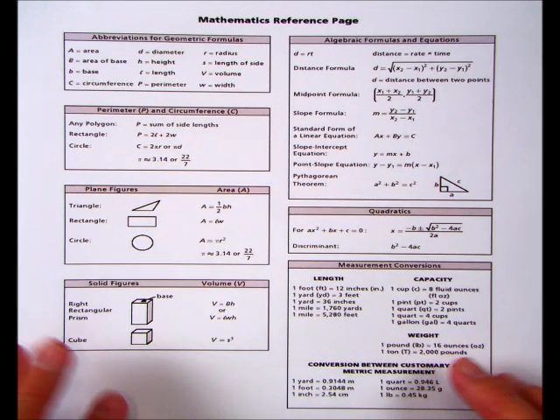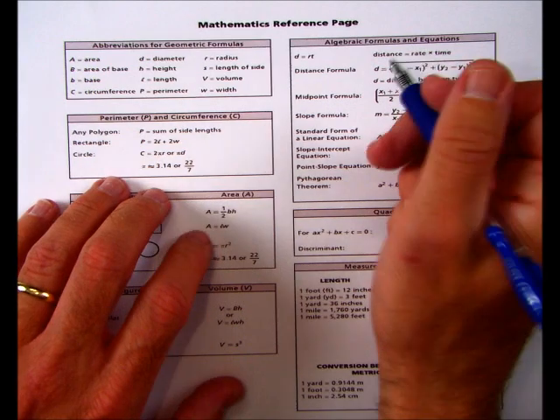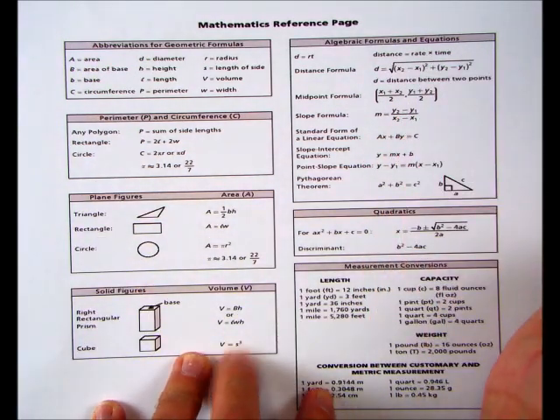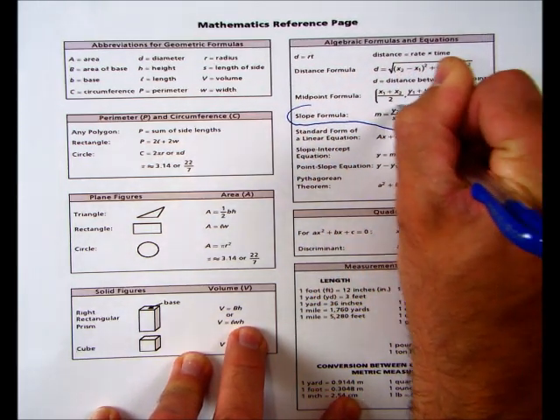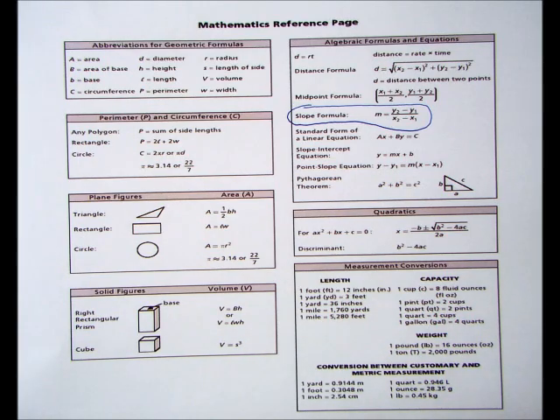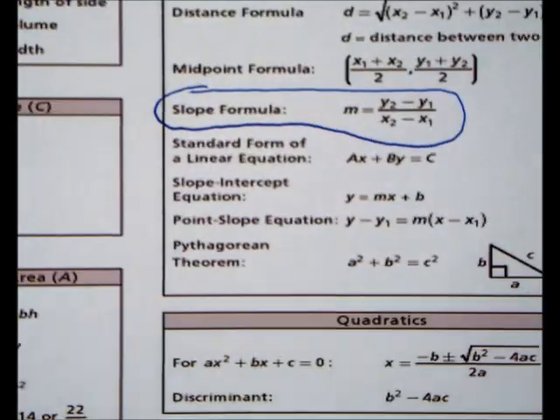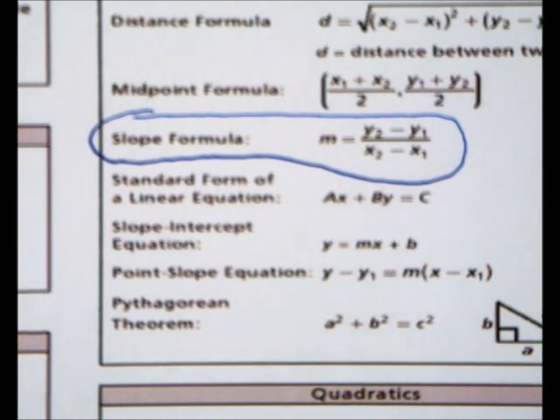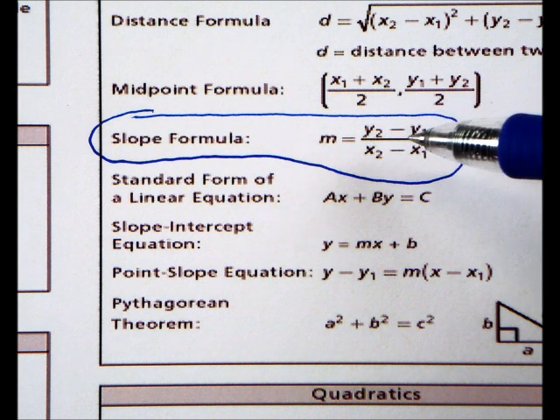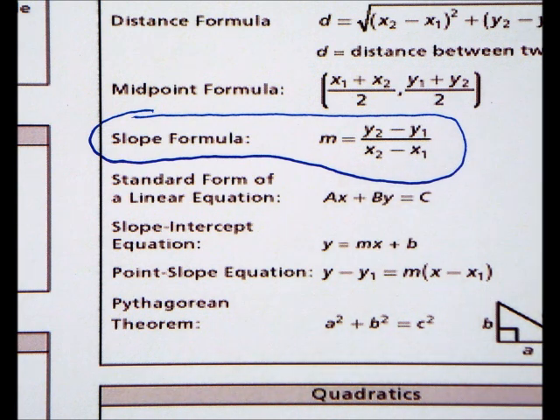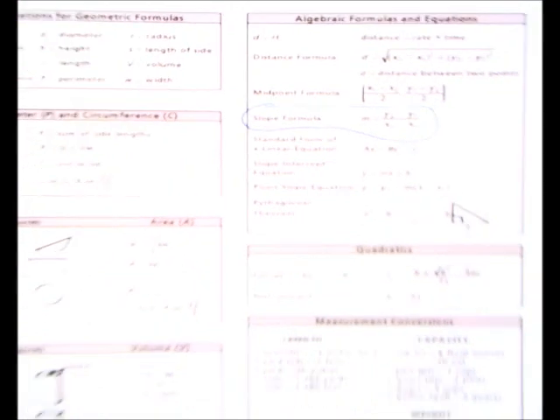The formula for doing that is on your reference page, and it is simply the slope formula. I'm going to try to zoom in a little bit because you can hardly see that. All right, so the slope formula, m is the slope, is y sub 2 minus y sub 1 divided by x sub 2 minus x sub 1. If that doesn't make a whole lot of sense to you right now, hang on and it will in just a few minutes. Let me zoom back out on this thing.